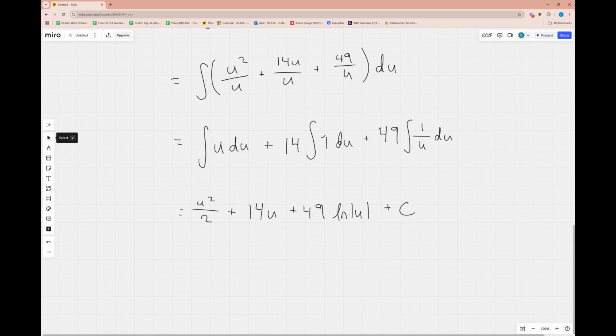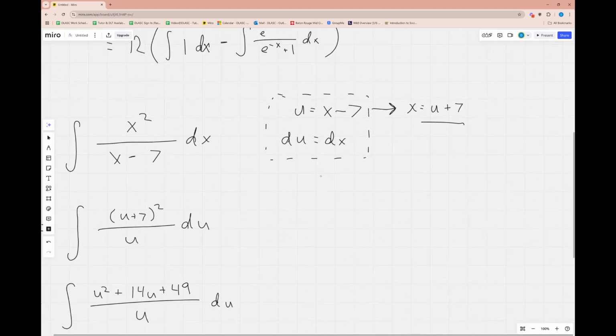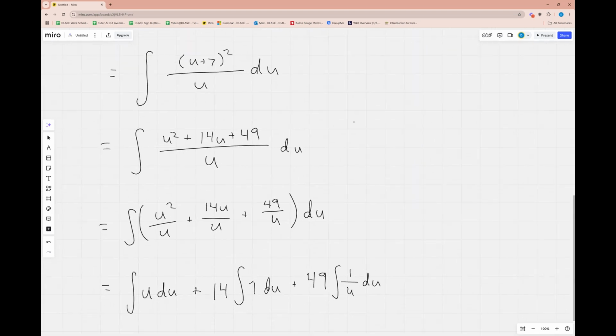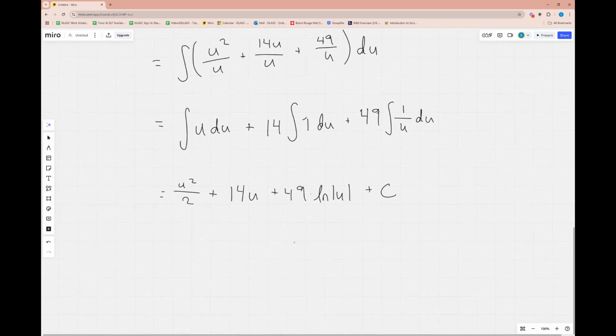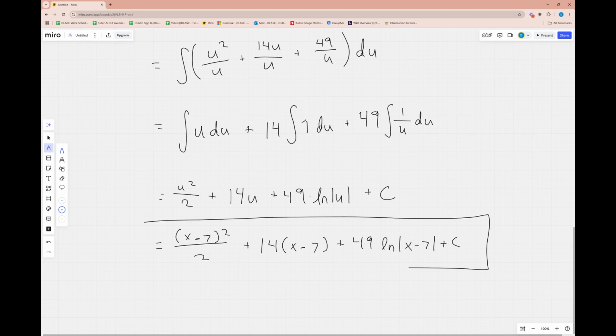We need to sub everything back in for x. So let's go way back up here. Okay, so u is equal to x minus 7, right? Okay, well, that means that this is going to be (x minus 7) squared over 2 plus 14 times (x minus 7) plus 49 times the natural log of the absolute value of x minus 7 plus c. And there we go. That is our answer.